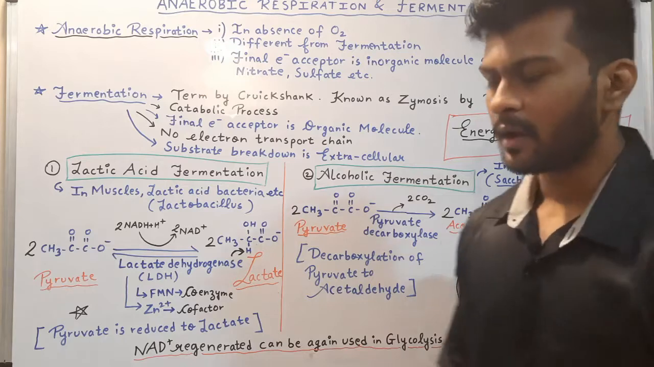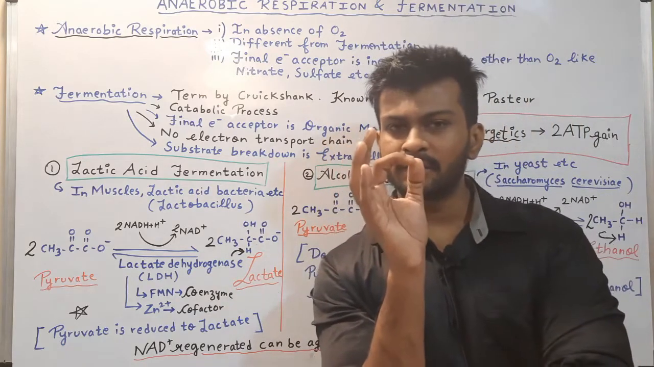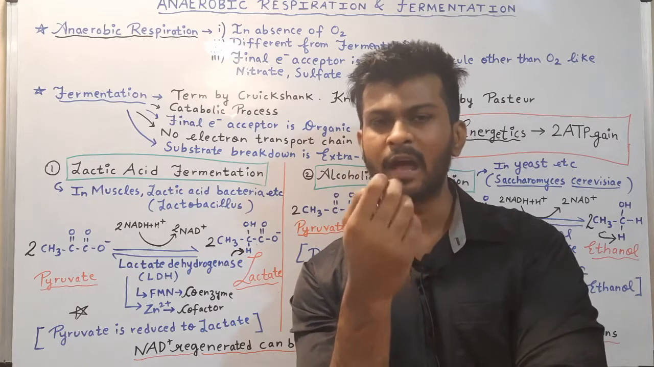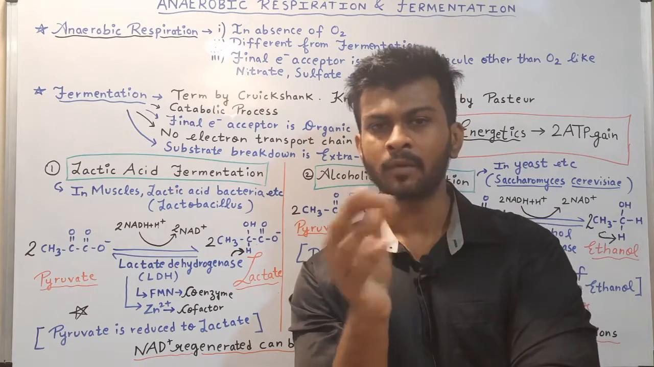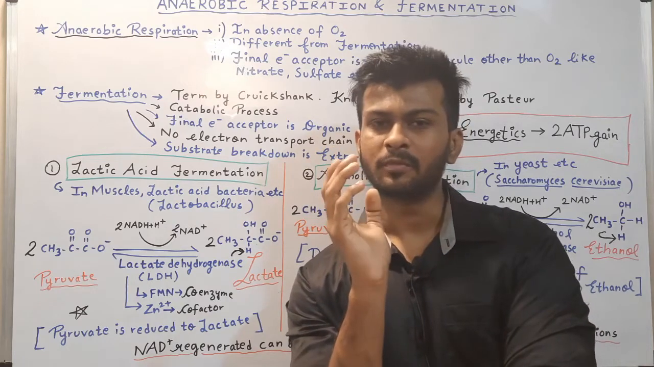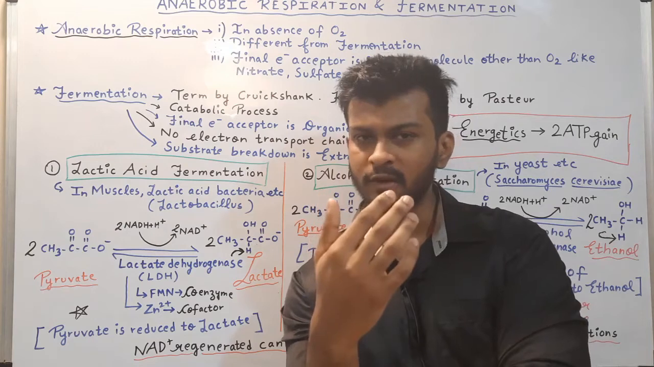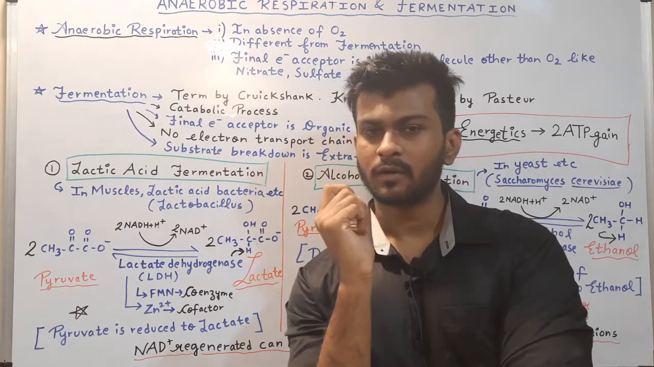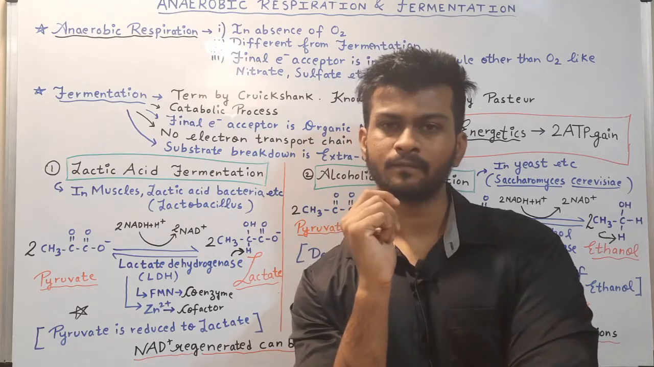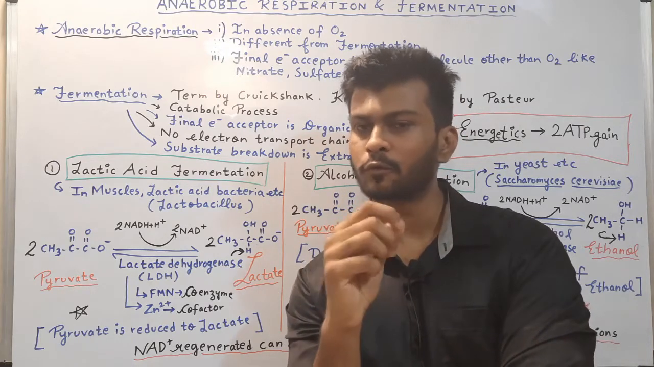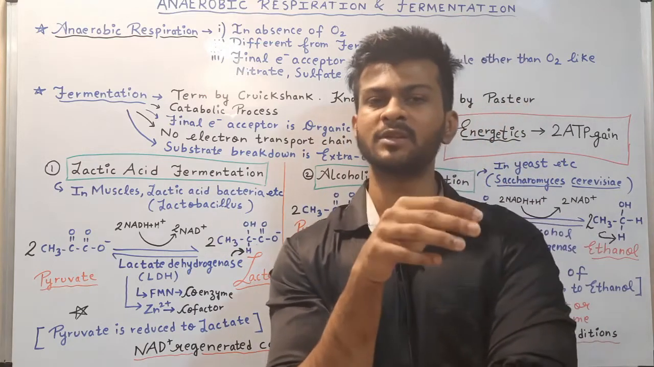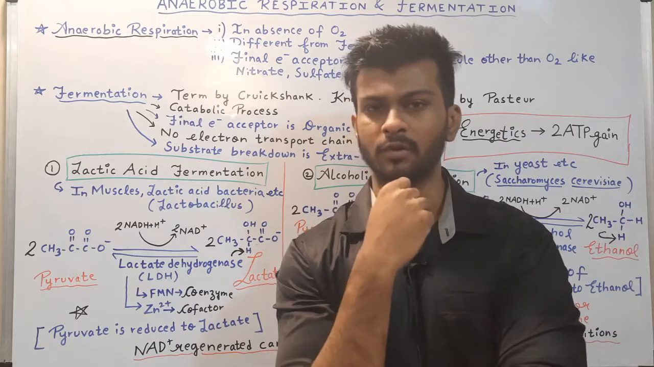We know that in glycolysis, the first, second, third steps are the energy investment or priming stage or preparatory stage of glycolysis. In the first step, 1 ATP will be consumed, that is the glucose to glucose 6 phosphate step. In the third step, another 1 ATP will be consumed, that is the fructose 6 phosphate to fructose 1,6 bisphosphate step. So in the energy investment stage, 2 ATPs are getting consumed.